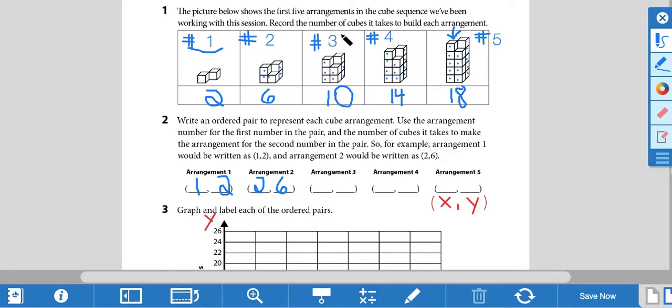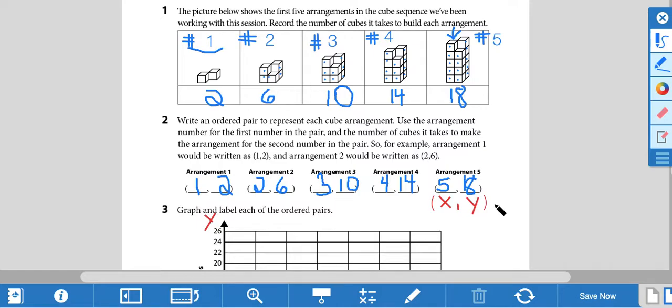So this one, arrangement 3, would be 3 and 10. And then arrangement 4 would be 14, and arrangement 5 would be 18. Now, I want to point out, I've put over here an X and a Y.